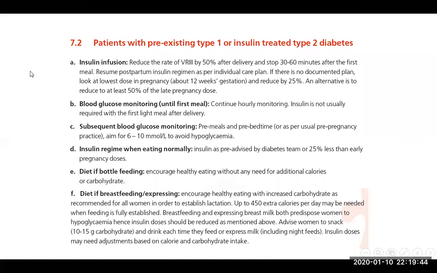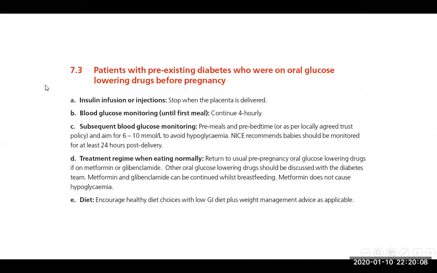How to check, of course, in type 1 or type 2 diabetes. Type 2 can continue glibenclamide or metformin. Type 1 returns to their ordinary insulin, and of course, the dose of insulin must be reduced to the pre-pregnancy dose. And of course, for GDM, all drugs must be stopped. Don't forget diet for breastfeeding; this is just some hints. Insulin infusion or injection stops when the placenta is delivered.